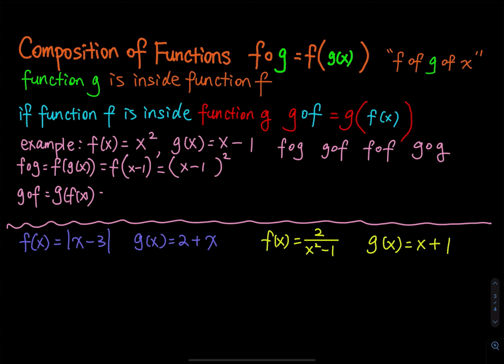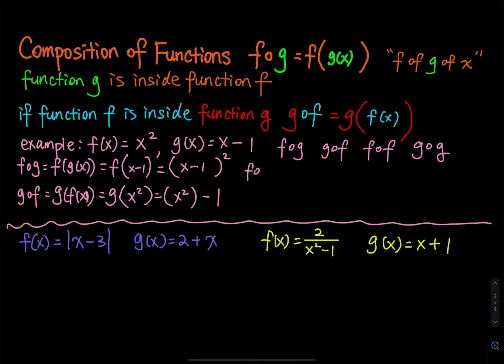And then g∘f, that is g of f of x. So this time we put function f inside function g. Function f is x squared. So g is x minus 1, right? So we replace x with x squared, then you put an x squared over there.